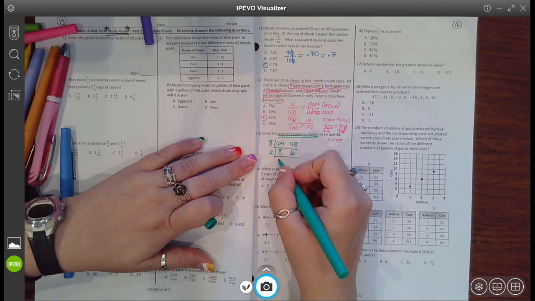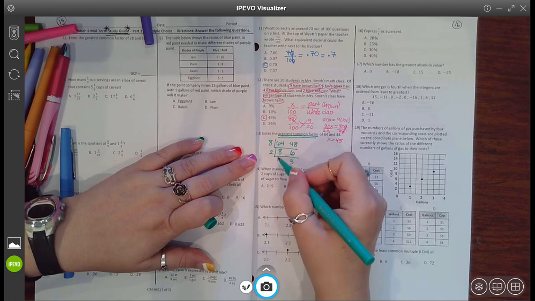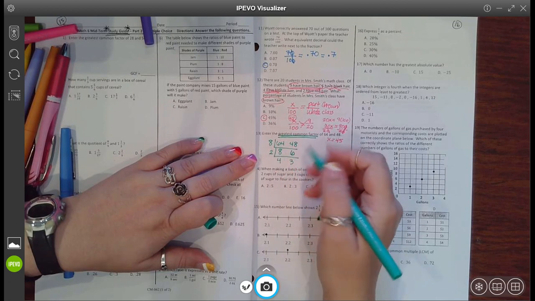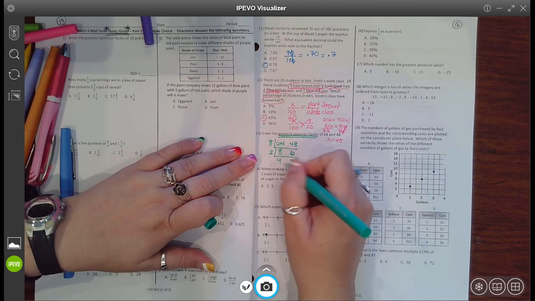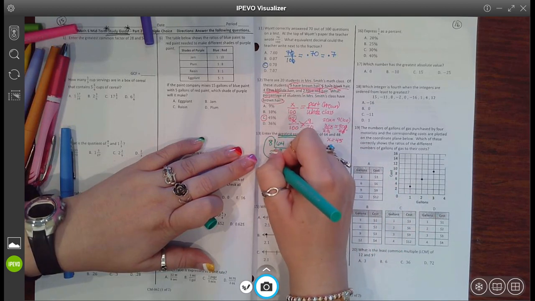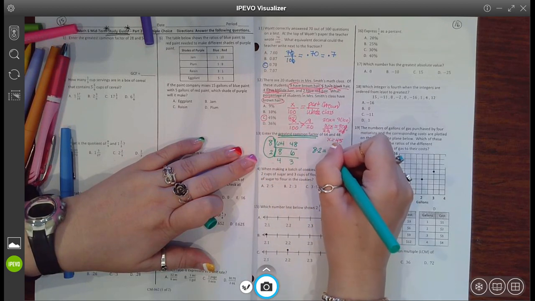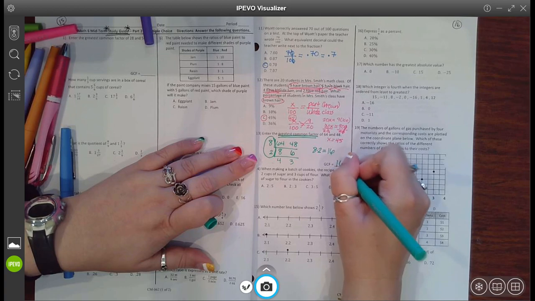2 goes into 8 4 times, and 2 goes into 6 3 times. Double check. 2 times 4 is 8. 2 times 3 is 6. 4 and 3 have nothing else in common. If it was the LCM, I'd multiply all of these along the outside, but it's just the GCF. So I'm going to do 8 times 2, which is 16.